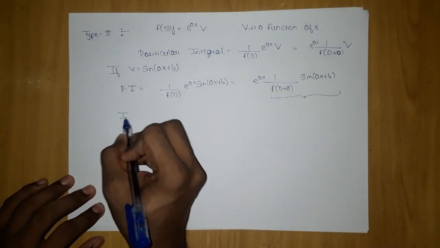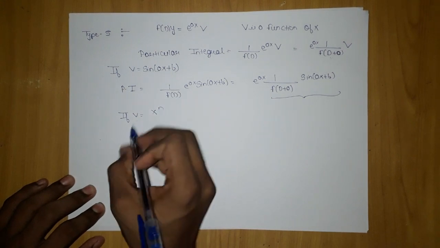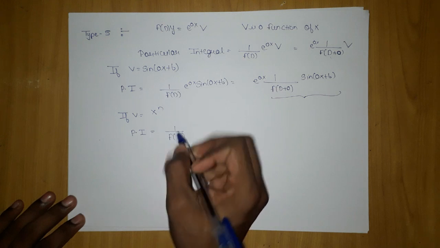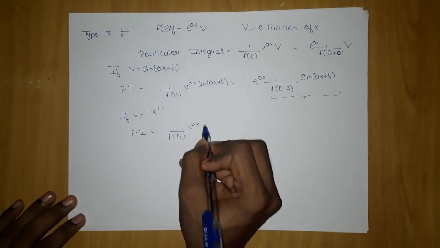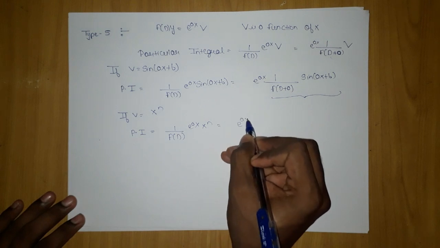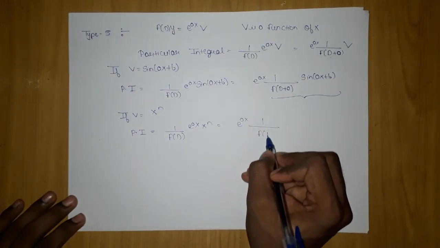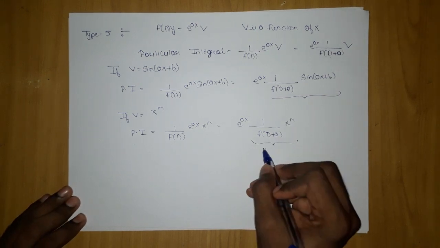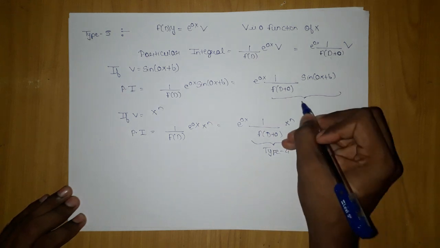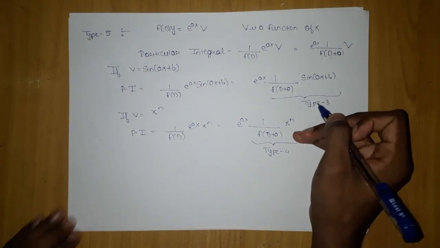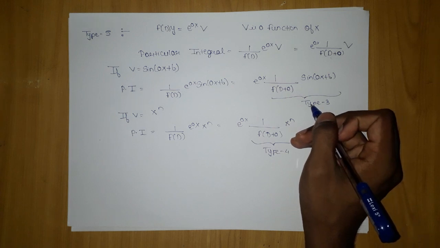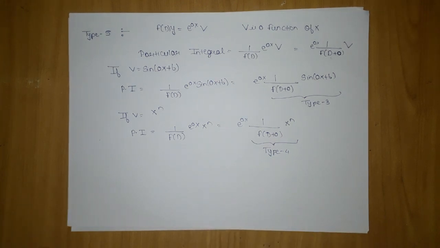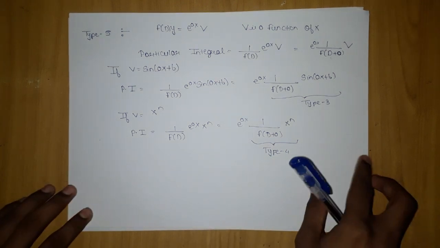Now if we take V equals x^n, then particular integral, P.I., is nothing but 1 by f(D) e^(ax) into x^n. The moment we shift e^(ax) here, you have to replace f(D) by f(D plus a). You know here x^n is, if you remember, this is nothing but polynomial, type 4, and this was type 3. So hope you have understood how we are going to manage the things and solve our problems. Now let's take the problems on this and make you understand this type.